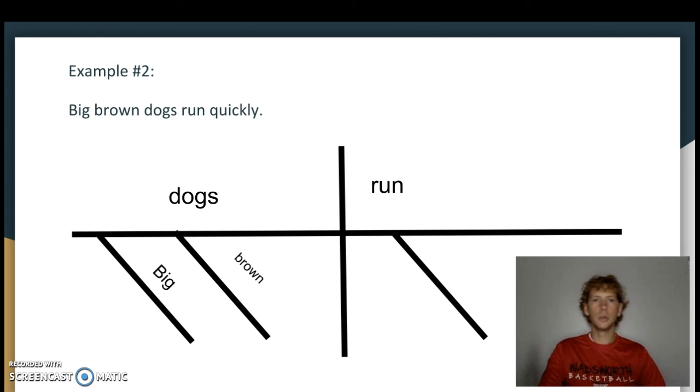So now we can move on to the predicate. We've already got the simple predicate on the top of the line, run, and that is being modified by the adverb quickly, which is our complete sentence. Big brown dogs run quickly. As you can see, that matches up with our original sentence. Therefore, we know that our diagram is complete.